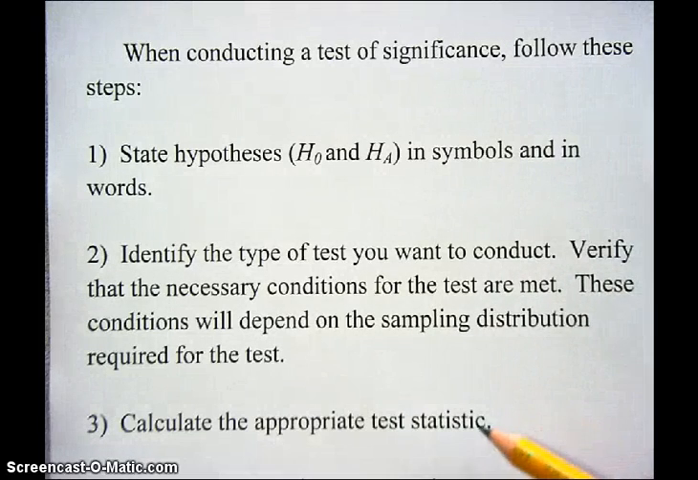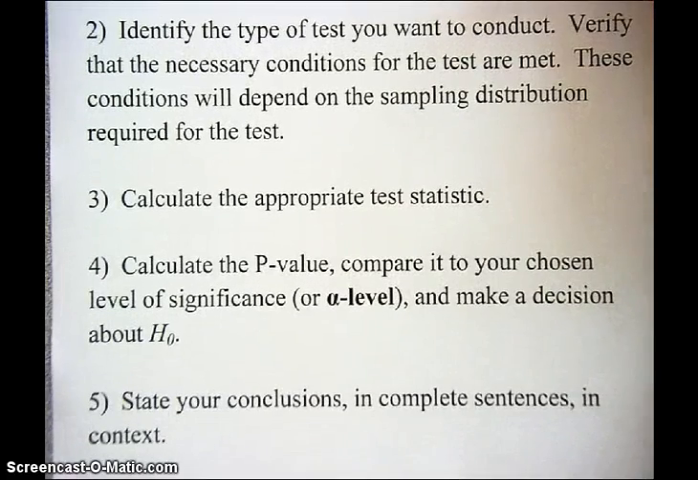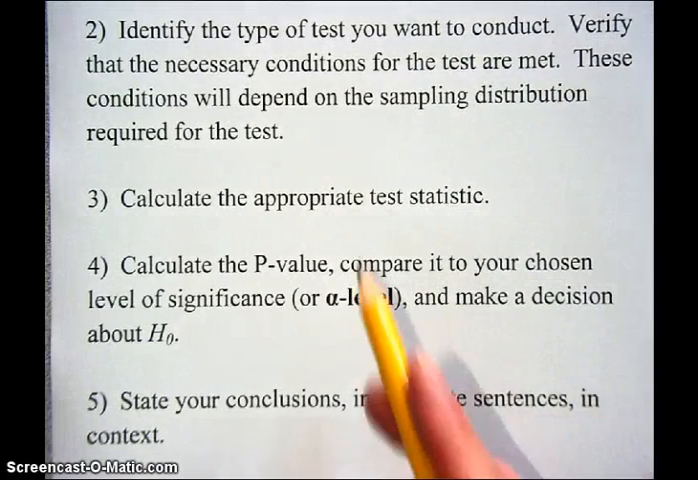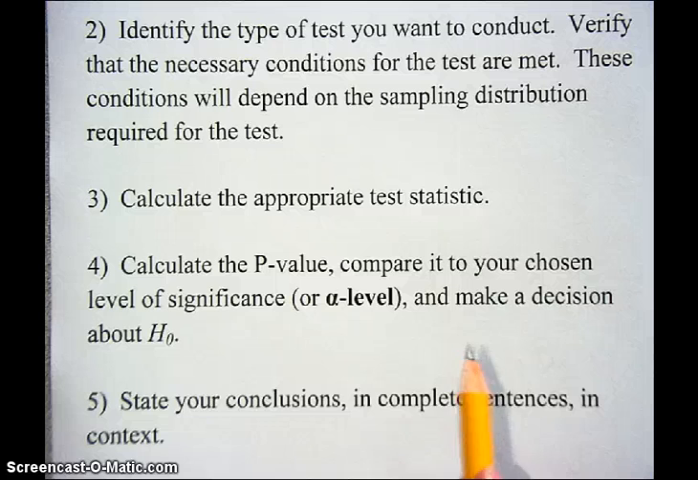And then once you've done that, you calculate the appropriate test statistic. That depends on which test we're doing. And then from that you calculate a p-value and compare it to your chosen level of significance, or what we also call an alpha level, and then make your decision about the null hypothesis. If the p-value is smaller than your alpha level, you reject the null. If the p-value is bigger than your alpha level, then you don't. And then you state your conclusions in complete sentences in context. That's basically how it works.